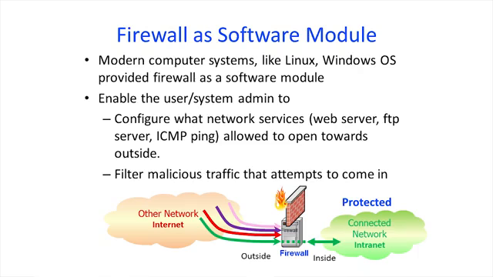Modern computer systems like Linux and Windows operating systems provide firewall as a software module. It enables the user and system admin to configure what network services, like web server, FTP server, and ICMP ping, are allowed to open toward outside and serve outside requests. It filters the malicious traffic that attempts to come in.